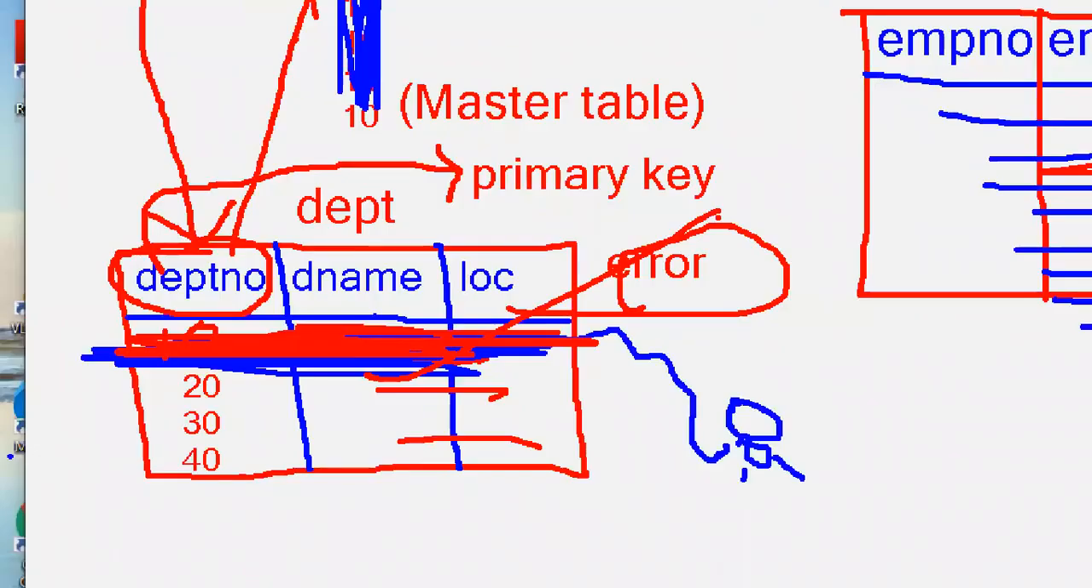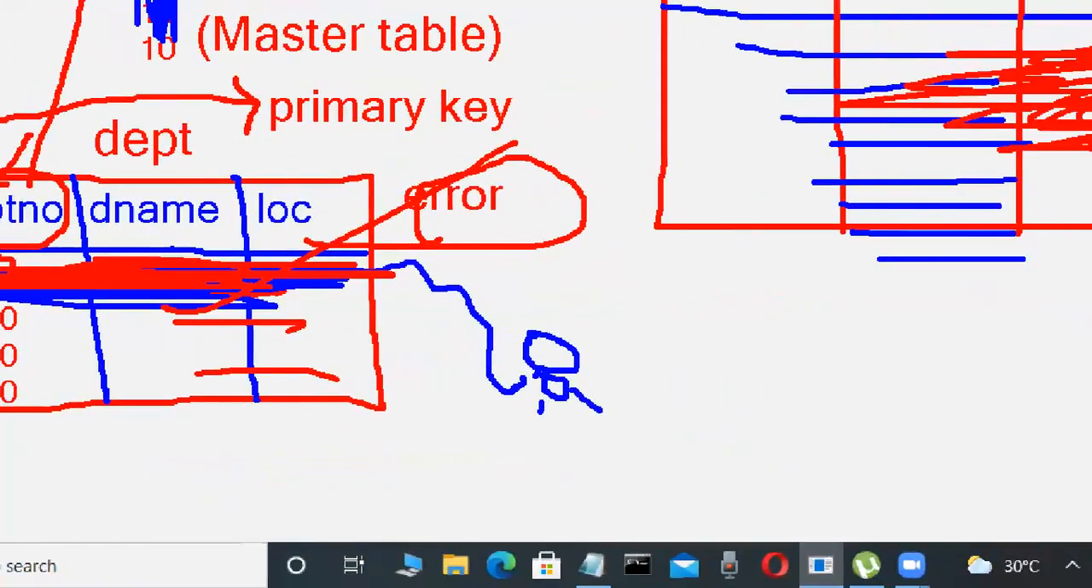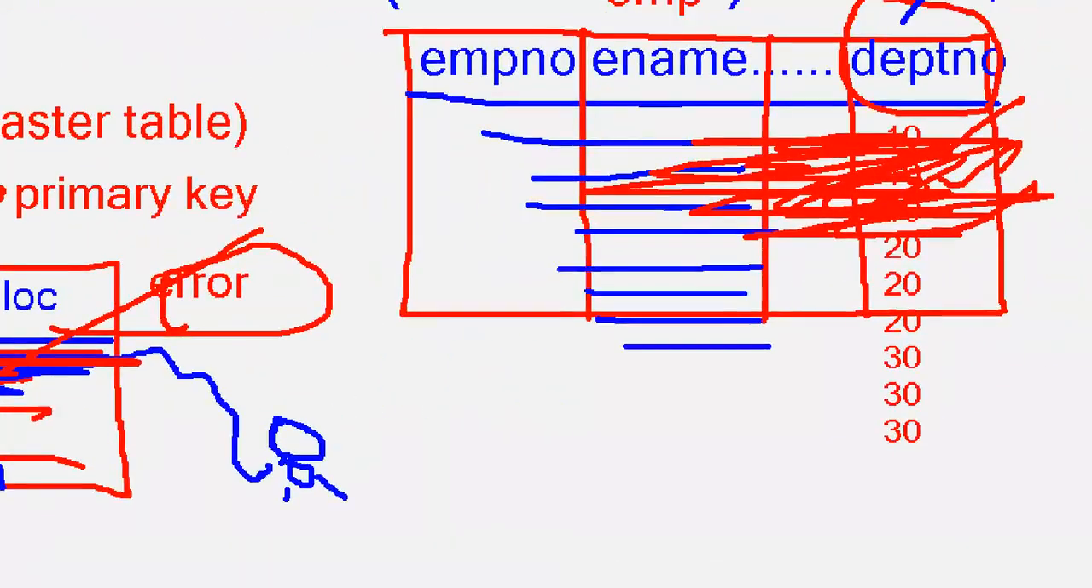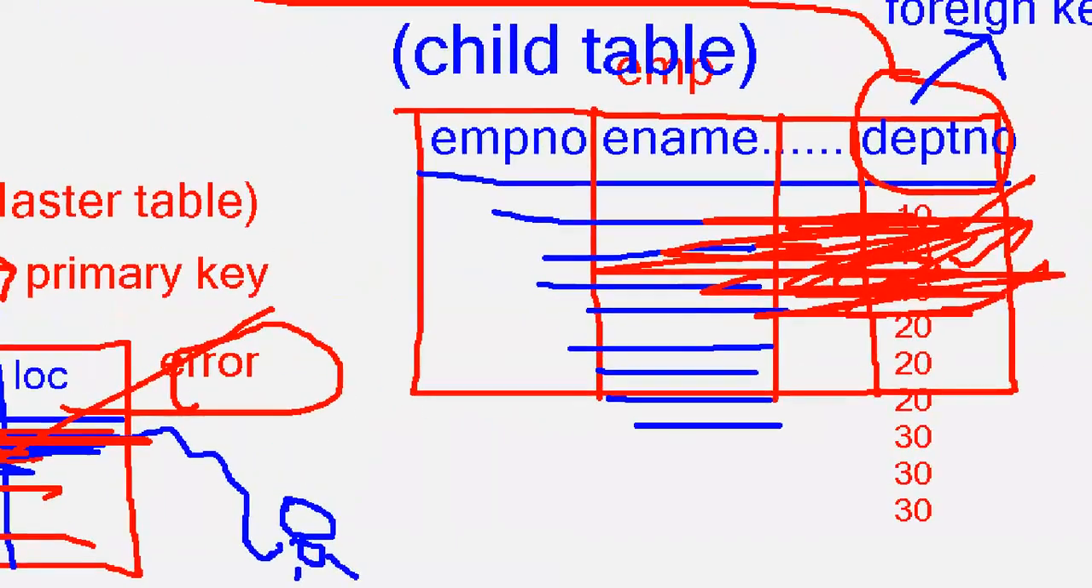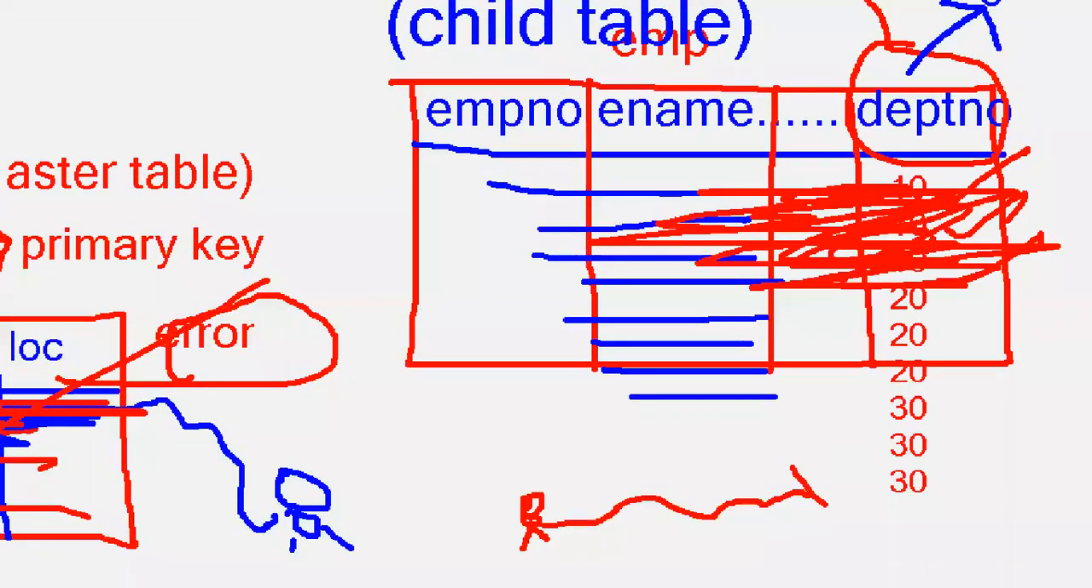Now, another small rule. For example, here is a child table, the EMP table. Now I am a data entry operator. I try to insert 90 into this child table. Is it possible or not possible?